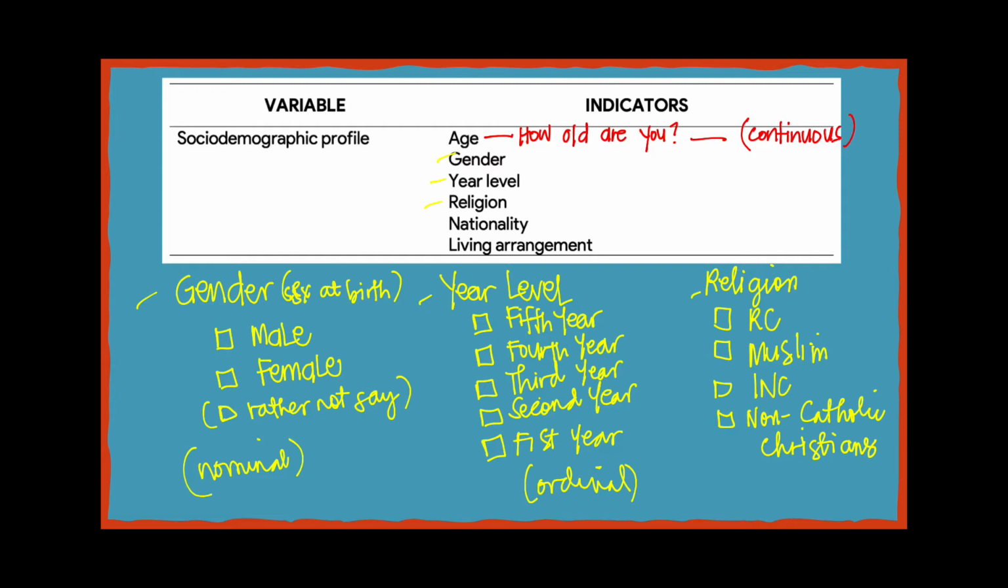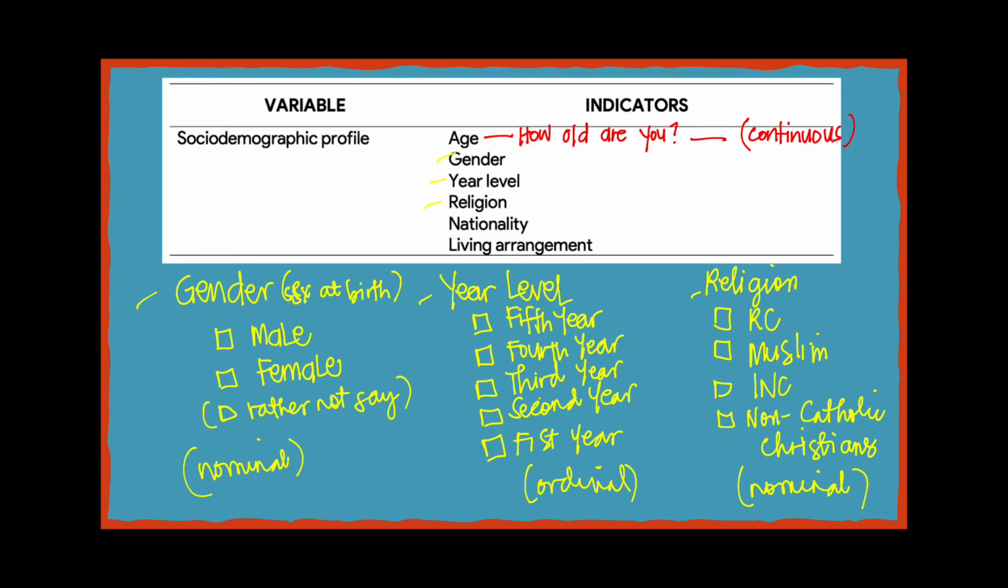And then we have religion. Now these are named variables. These are meant for groupings and categories, but these are not ordered. So we cannot say that Roman Catholics are better or have a higher religion than Muslim. So that is incorrect. So usually these are just groups and categories, and so the variables are considered as nominal.